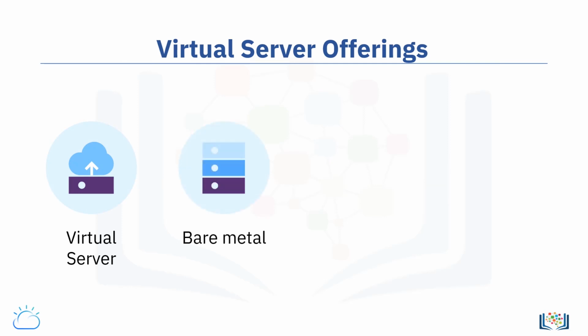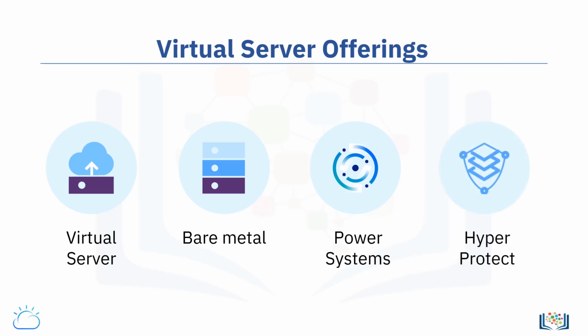Next is the bare metal service. This service provides you the raw horsepower that you need for processing intensive and disk I/O intensive workloads. Next is the power system service. This service, as its name implies, allows you to spin up power system servers with operating systems such as AIX and IBM I. Lastly, we have the HyperProtect service. This service allows you to run virtual servers on IBM Linux 1. You get access to Z technology without having to purchase any unique hardware. Let's take a deep dive into each one.